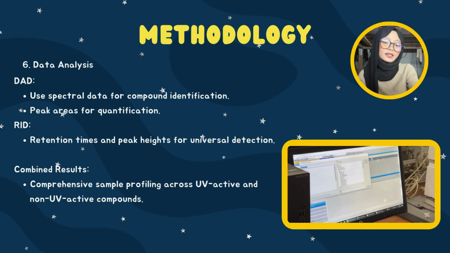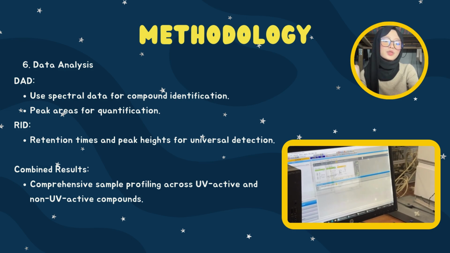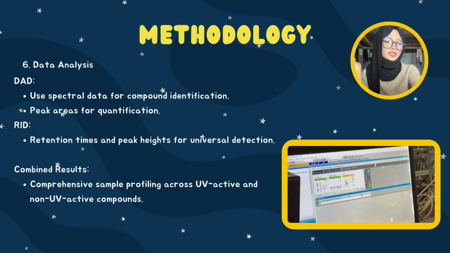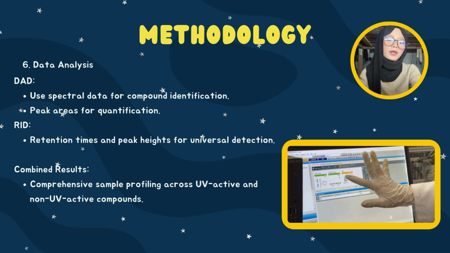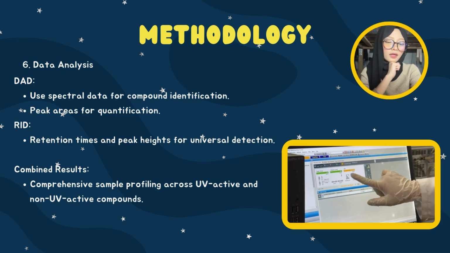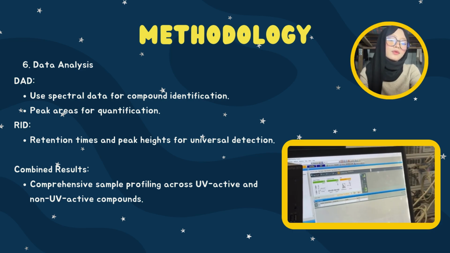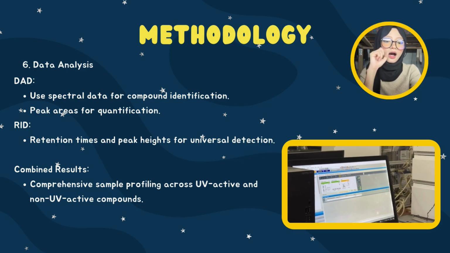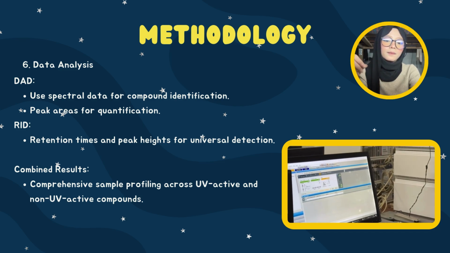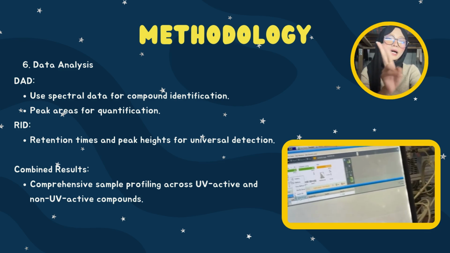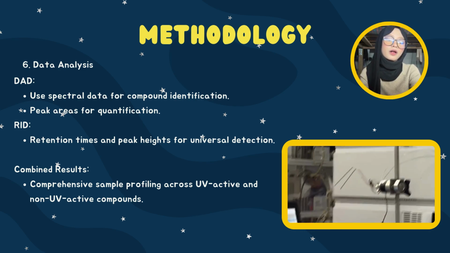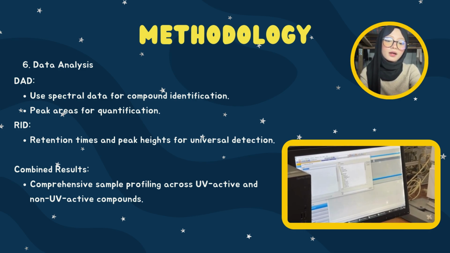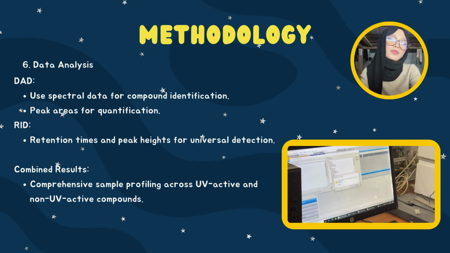And finally, the collected data is analyzed during the data analysis step. For DAD, spectral data is used to confirm the identity of compounds, while peak areas help in quantifying them. For RID, retention times and peak heights are analyzed for universal detection of analytes. By combining the results from both detectors, a comprehensive profile of the sample can be obtained, covering a wide range of compounds with diverse properties.